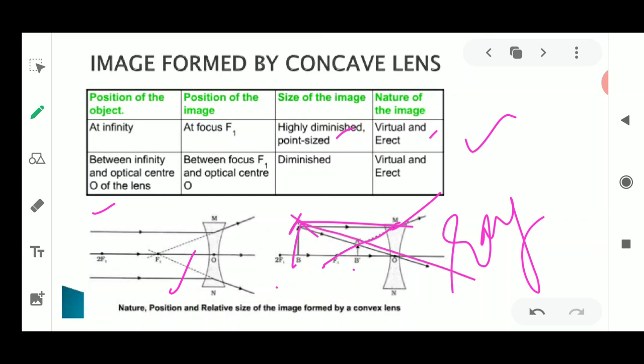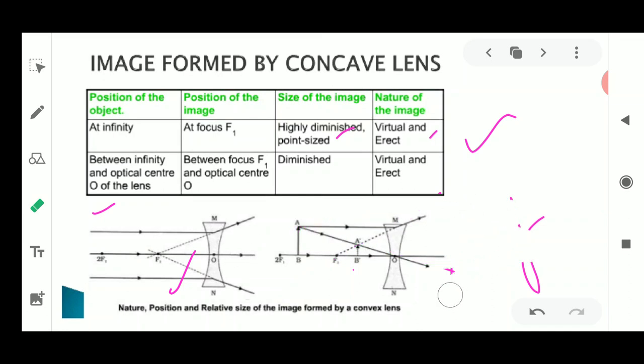And the second is that the second ray of light, which is passing through the optical center, is going to pass undeviated, because according to the rule it says so. Now the nature, position and size of the image will remain the same: it is diminished, virtual and erect. So this was only the position of the object in the concave lens.